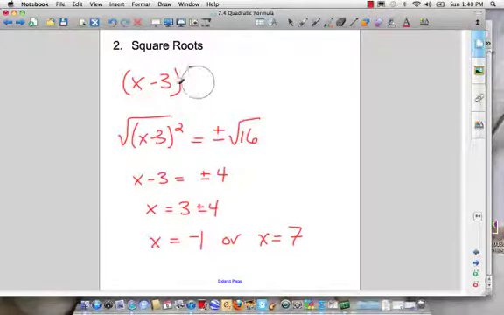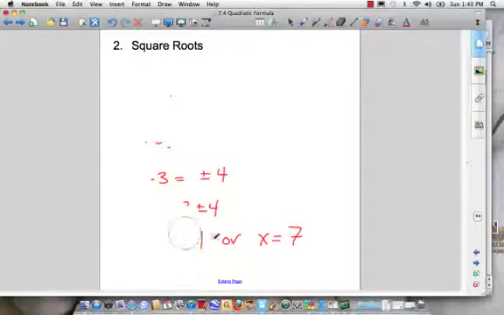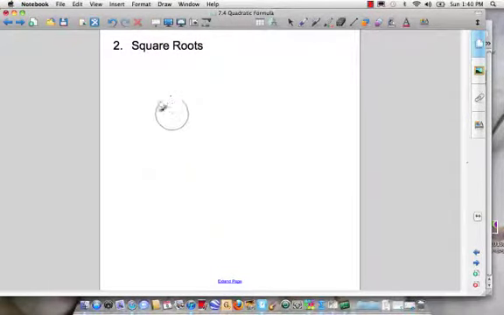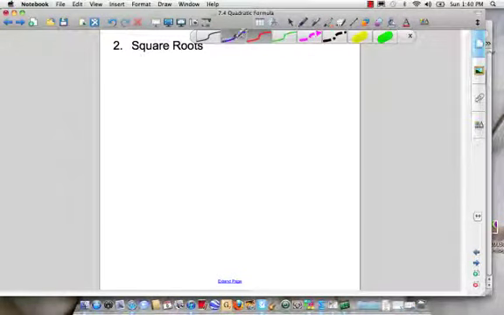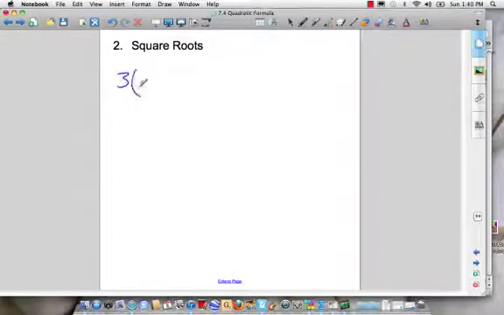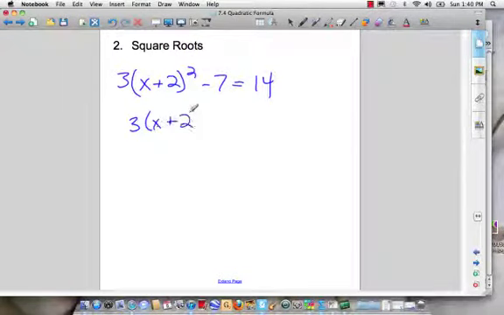All right, let's look at one similar idea, but maybe a little bit more involved. Okay, so suppose you had 3 times (x plus 2) squared minus 7 equals, say, 14. So first thing I'm going to do is isolate the quantity that is squared. So I'm going to add 7 to both sides, and I get 21. Then I'm going to divide both sides by 3, and I'm going to get (x plus 2) squared equals 7.